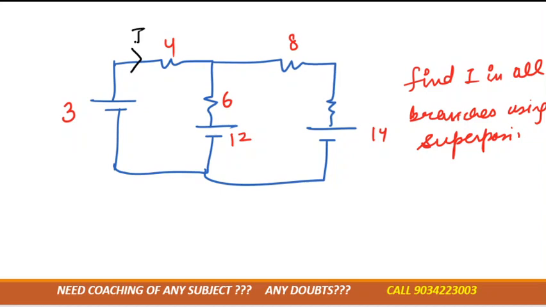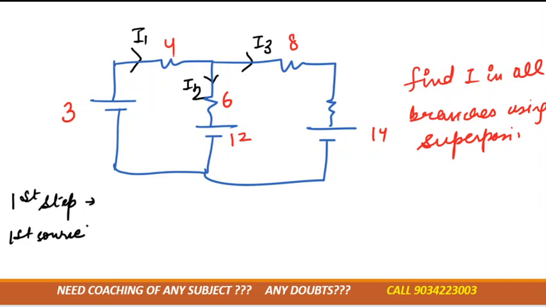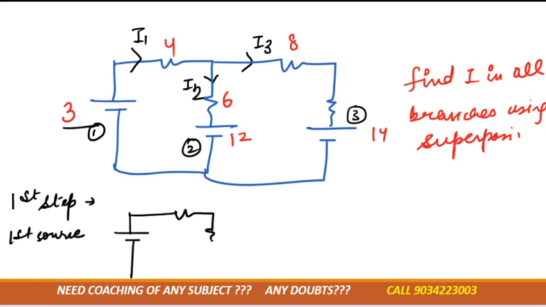In all branches means suppose this one is I1, this one is I2, and this one is I3. So the first step is to take the first source. This one is the first source, this one is the second source, and this one is the third source. In the first step we'll take the first source. The second one is a voltage source, and we have to kill that voltage source.